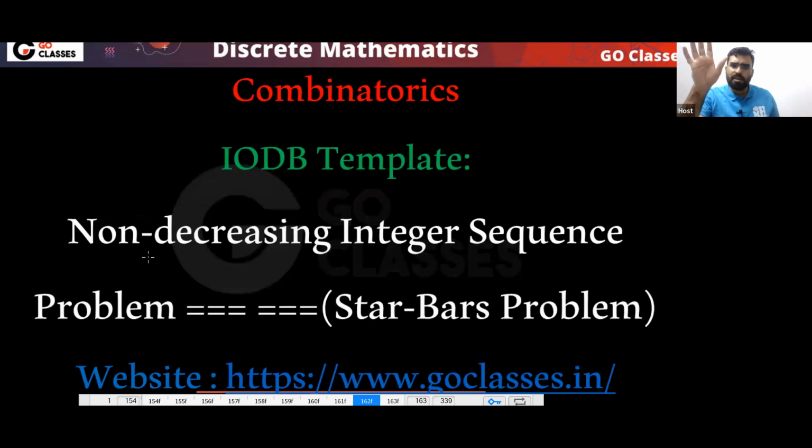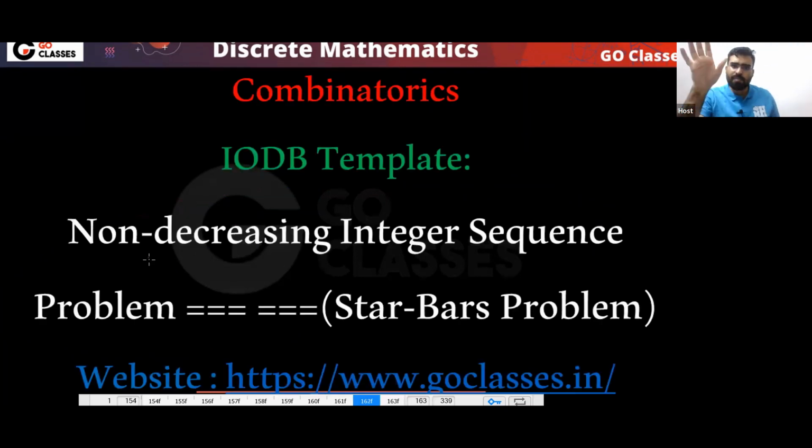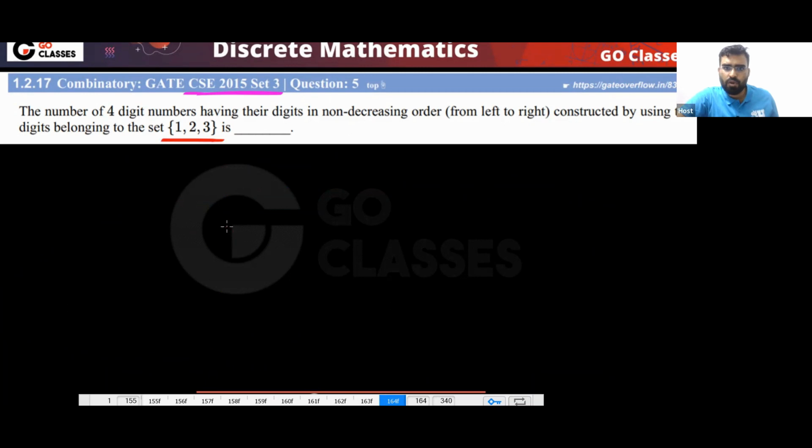So with an example, for this problem, just solve the questions. We will solve the questions. This is a GATE 2015 question. Let's solve it. Very simple question. From this set, you want to create a four-digit number. Their digits must be in non-decreasing order from left to right.